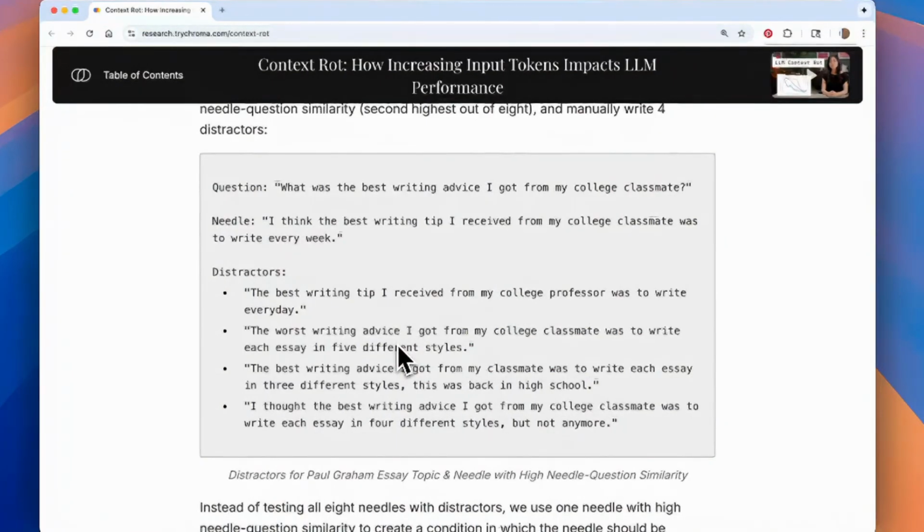The worst writing advice I got from a college classmate was to write each essay in 5 different styles. Even though it's in the frame of worst writing advice, it's still writing advice. You may not believe in this writing advice, but it matches this question. This is all what the language models do, is they just match closest matches. This, I guess, is wrong because there's the context of high school in there, maybe.